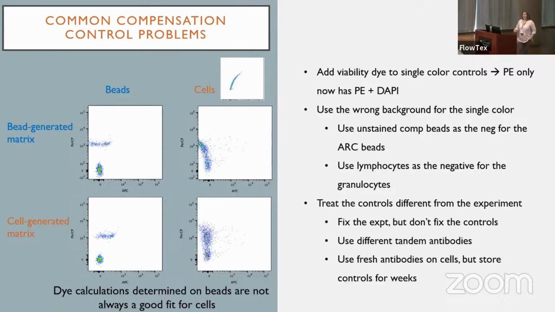All right, and again, this has been mentioned before, you must treat the controls the same, especially with these tandems. If you fix the single cell controls, you should also fix.